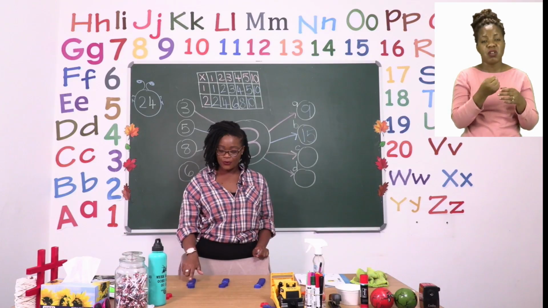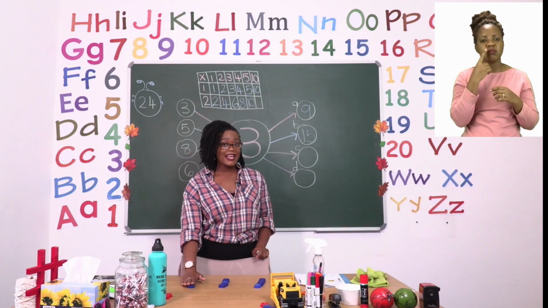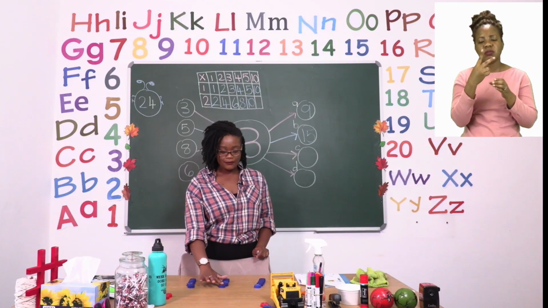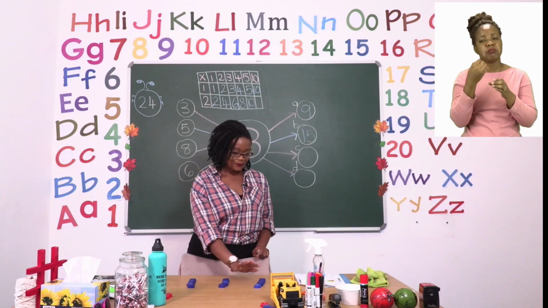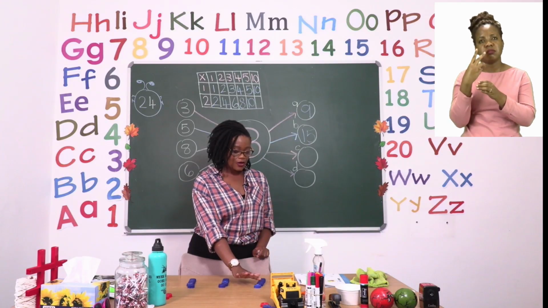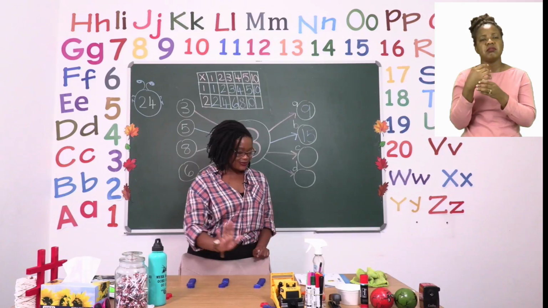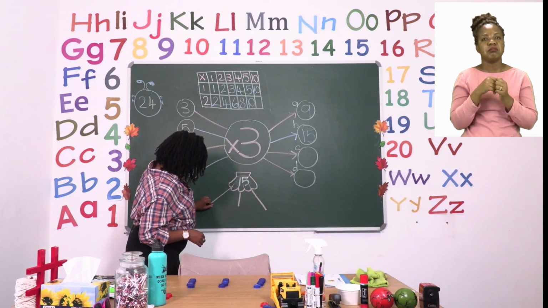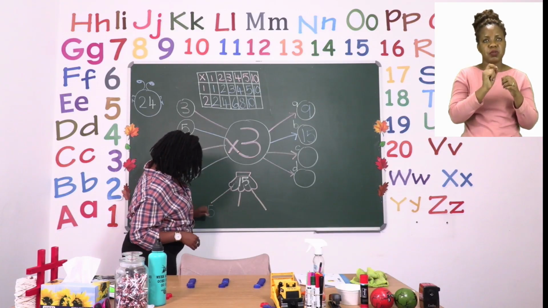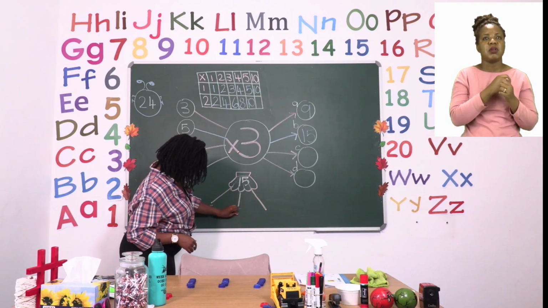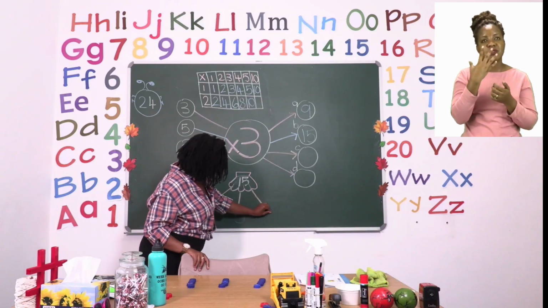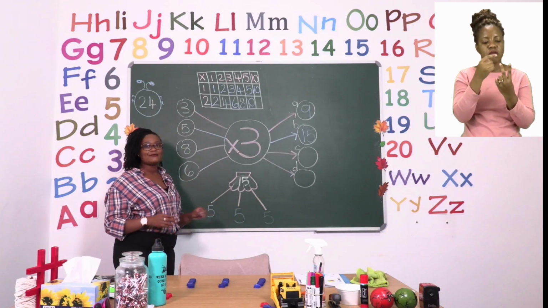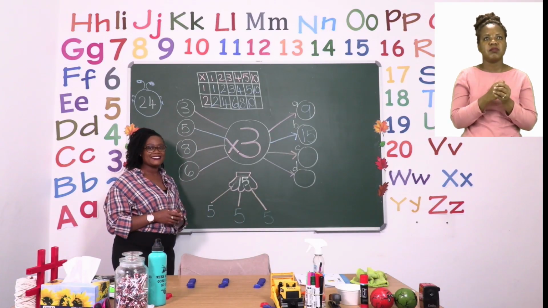1, 2, 3, 4, 5. This one has 5. 1, 2, 3, 4, 5. This one also has 5. 1, 2, 3, 4, 5. So that means in each of the 3 shells, I am going to put 5. So 5 is in one, 5 is in the other, and 5 is also in the last one. Now I have completed my shell and I can go and move on to the next.